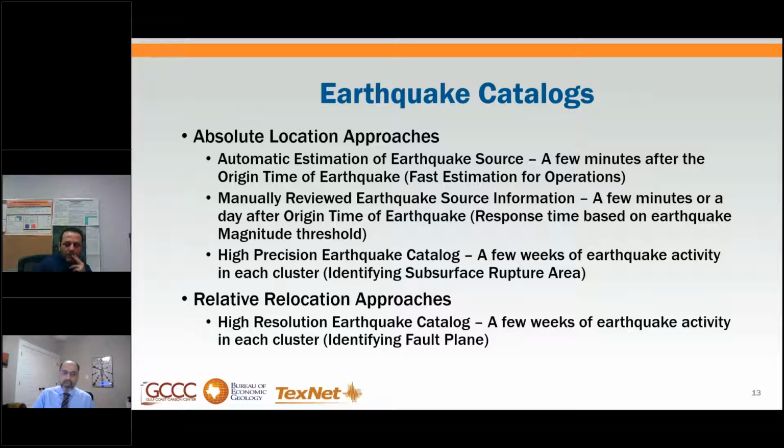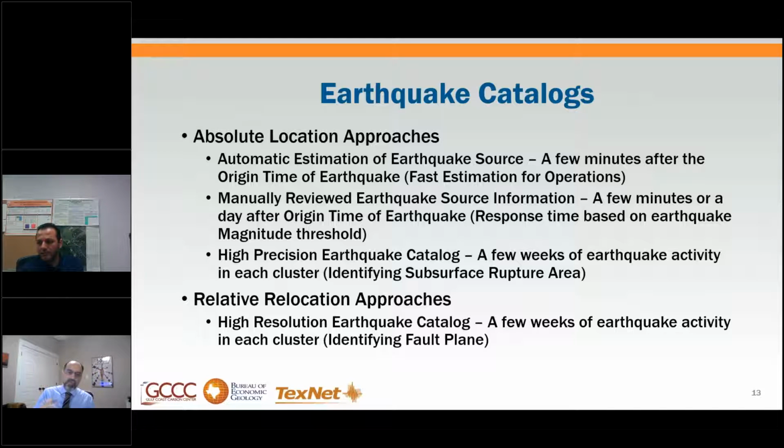For the absolute location approach, we have three cases. The first is the automatic one that we get from our earthquake management systems, coming out in a few minutes, the fast estimation that we use of earthquake source for our operations. The second approach is the manually reviewed earthquake source information, coming out a few minutes or a day after the origin time of the earthquake. And the third one is the high precision earthquake catalog, where we come up after a few weeks, where we try to keep as much as possible the absolute location approaches, but try to get more high precision locations in order to identify the subsurface rupture area.